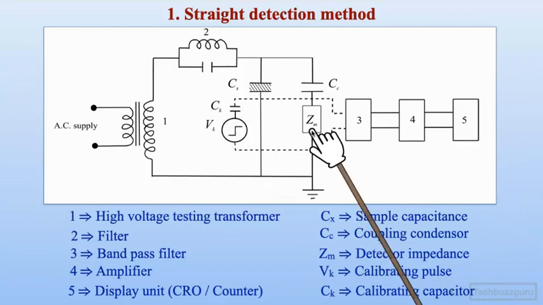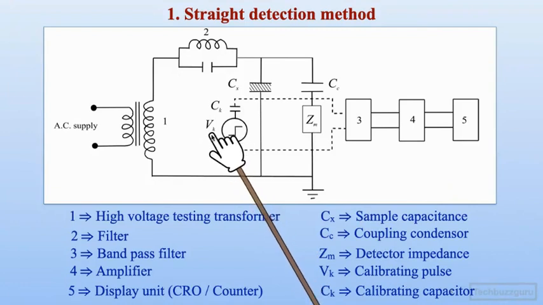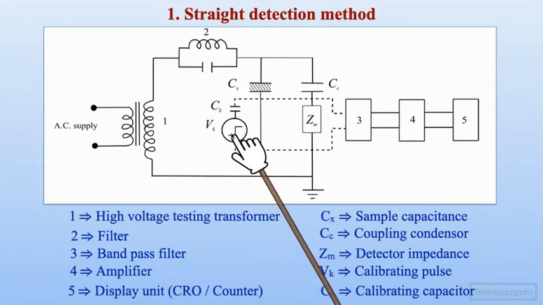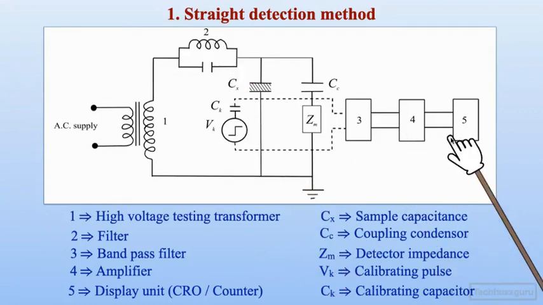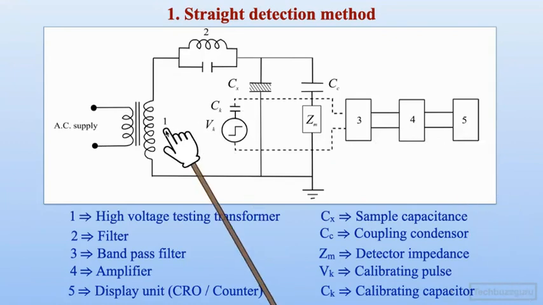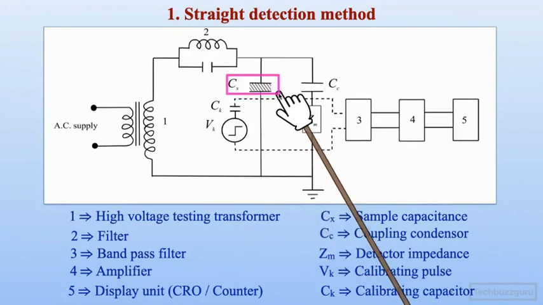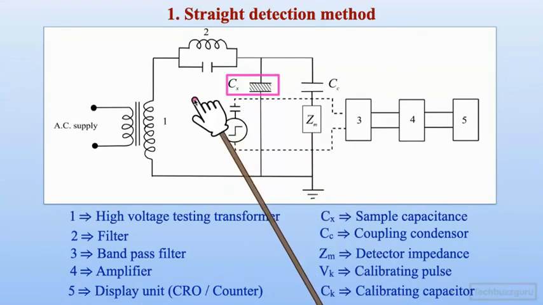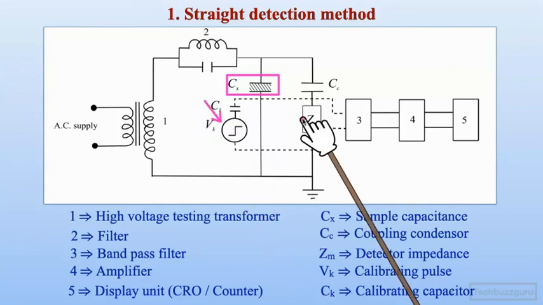Now, apart from that, there are sources of pulses. Vk, this is a calibrating pulse generator, and Ck, this is a calibrating pulse capacitor. Okay, calibrating capacitor. So 2 is filter, 3 is filter, 4 is amplifier, 5 is CRO, 1 is a high voltage testing transformer, right? Then you have got here the sample to be tested, right? Then you have the pulse generator circuit here, right? And you have this detecting impedance.